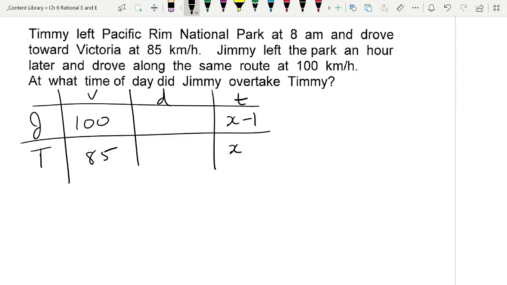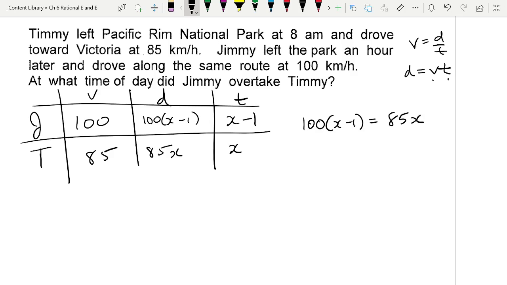Okay, so now, again, speed is equal, or I guess I'm using velocity, not s for speed. Velocity equals distance over time. So distance is velocity times time. So this one doesn't even need fractions. But it's going to be 100 times x minus 1 and 85 times x, right? Because it's velocity times time. And what do I know about those two distances? Well, if one of them's caught up to the other, the distances have to be equal. So there we go. So now I'm going to expand that bracket.